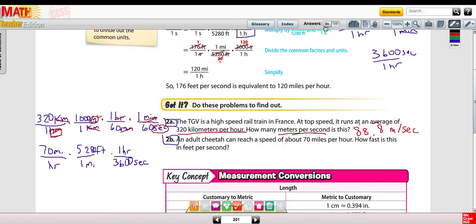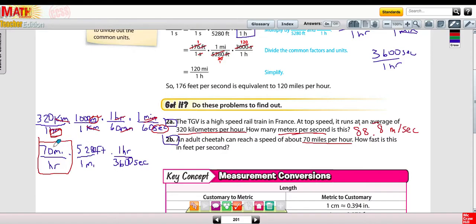And let me go ahead and check my answer real quick. 88 and 8/9 is how they wrote it on the answer sheet, but that's fine. Either one is fine. Notice on 2B that I did a little bit differently. 70 miles per hour. I started with 70 miles per hour right here. And it doesn't matter, again, if you want to start with miles or hours, whichever one you want to convert, either one is fine.